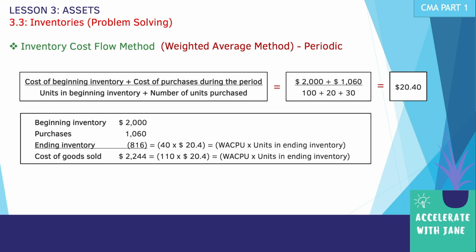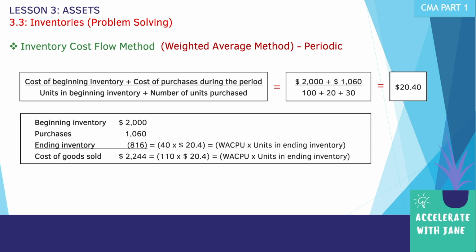And then we just do the math. Beginning inventory plus purchases, that's ending inventory, we get the cost of goods sold. Or there's another way we can compute for the cost of goods sold. We simply get the total number of units sold during the period and we still multiply it by the weighted average cost per unit. That is 20.4 multiplied by 110. We also get the cost of goods sold.